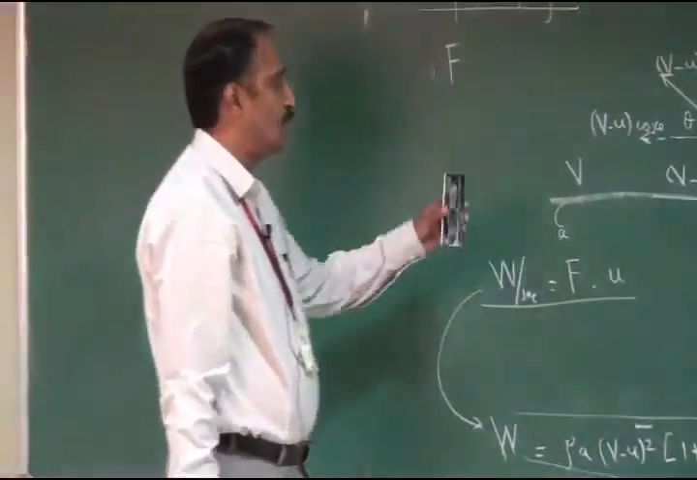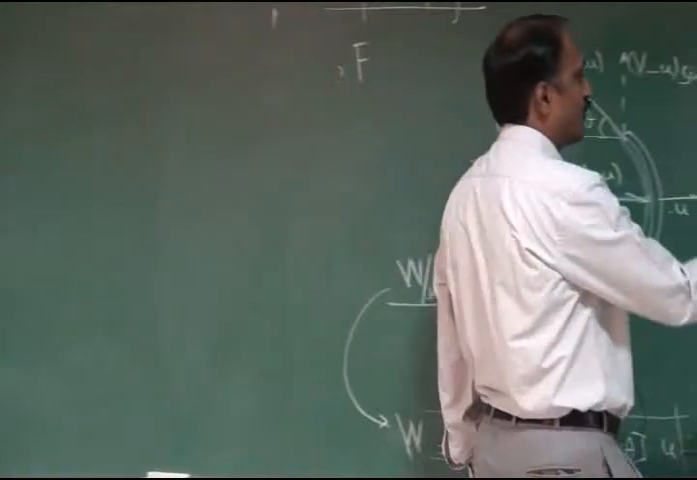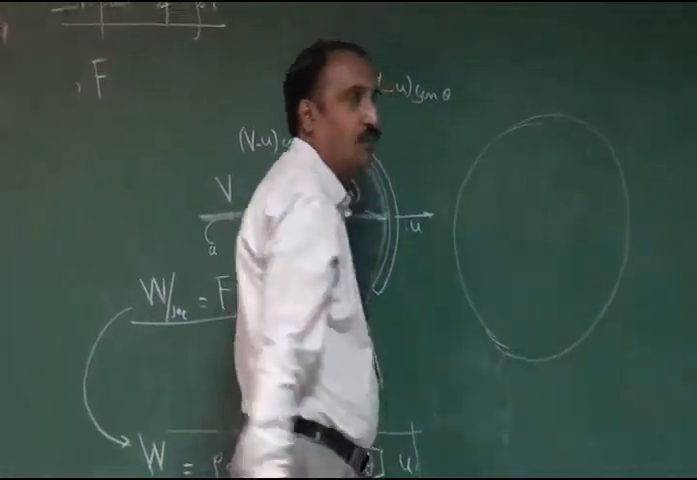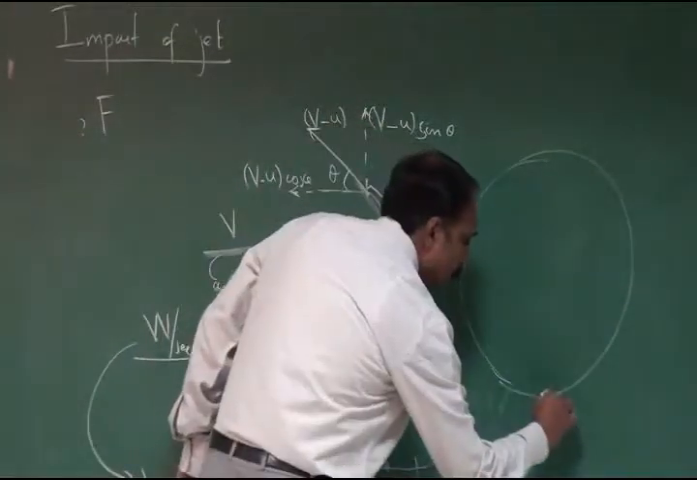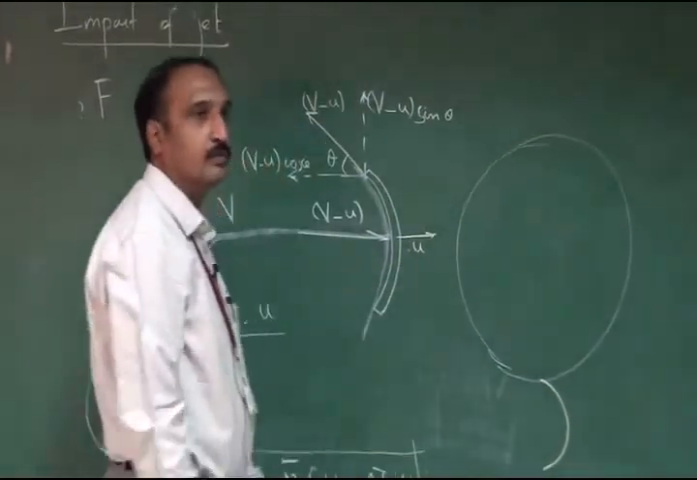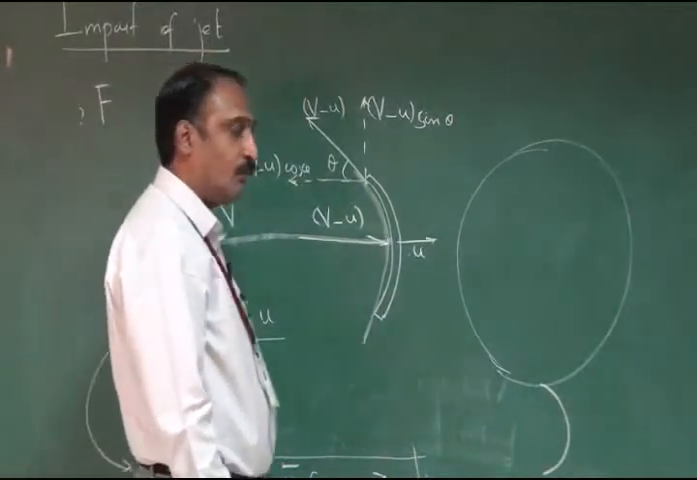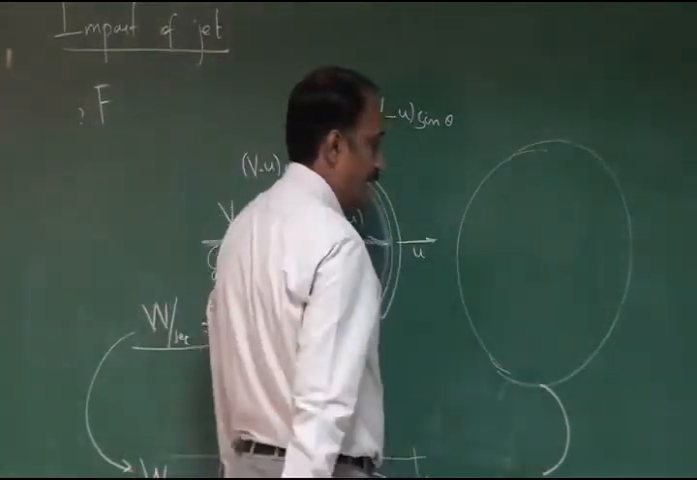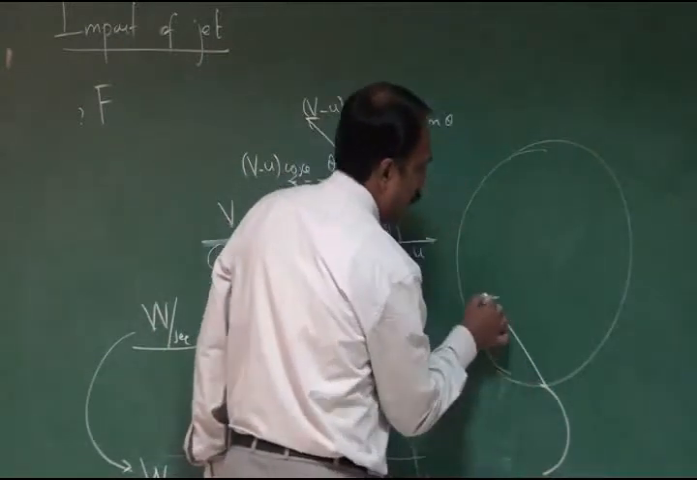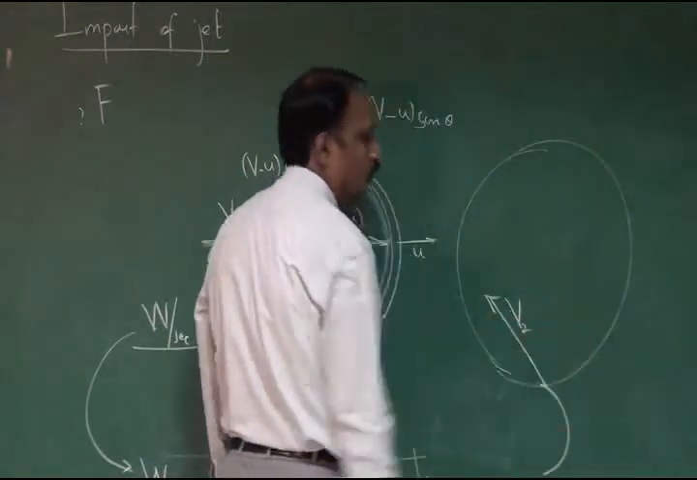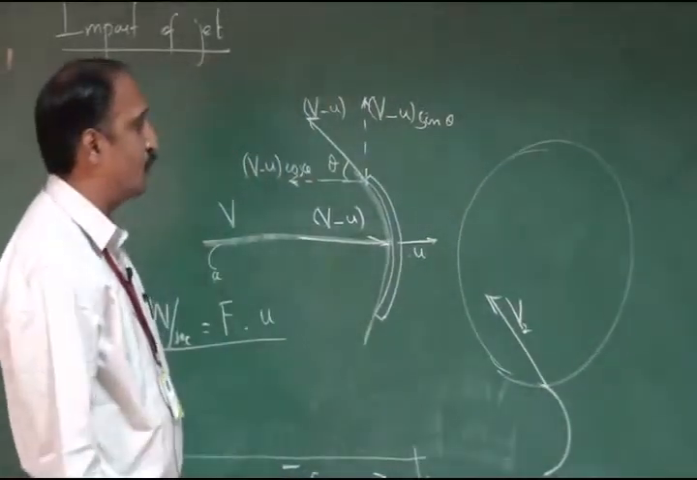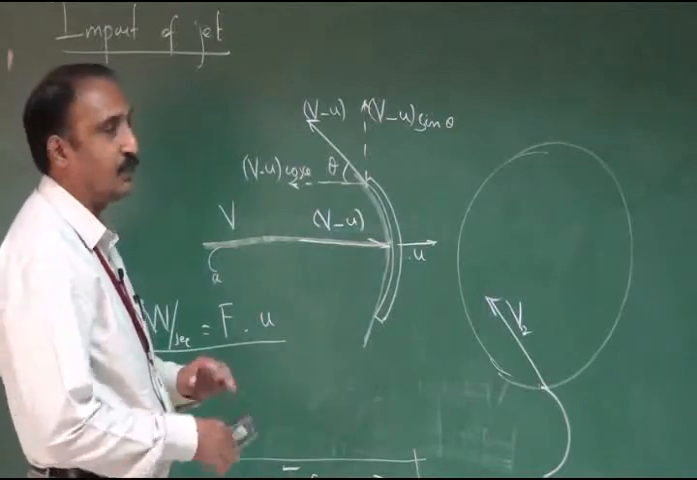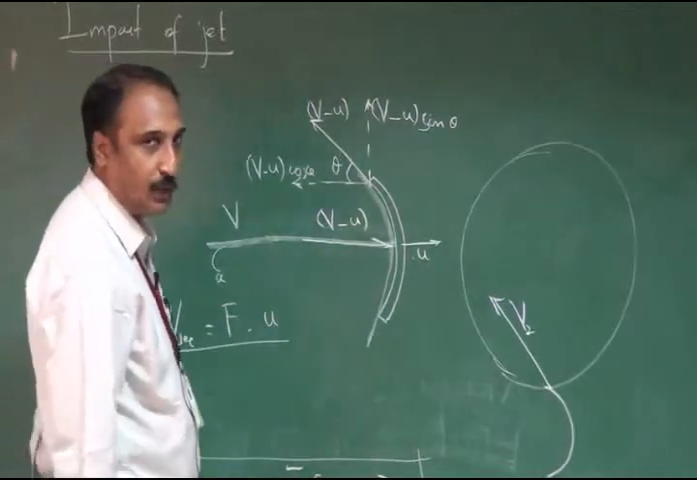Suppose this curved plate is fixed on the larger runner wheel at the outer circumference, like this. Now, velocity of jet at the outlet of this vane, say V2. This is absolute velocity of the water jet, which is released from the outlet tip of this curved plate.